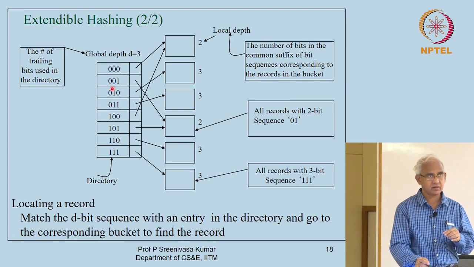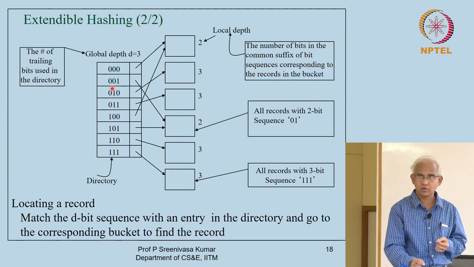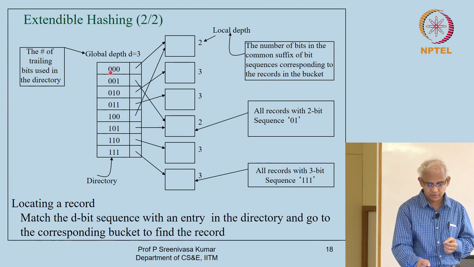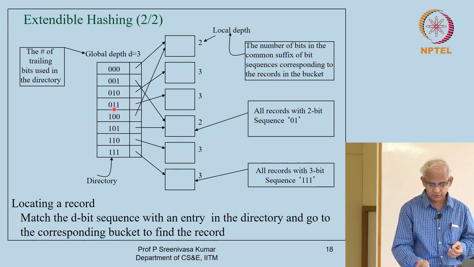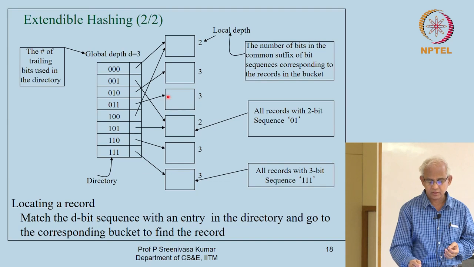Now, the idea is that to use this file system, you get the 3-bit sequence corresponding to a record that you are searching for. Then you look up here. All 3-bit sequences are here. So, you will get the 3-bit sequence, and then you go to that particular bucket. In that bucket your record will be present, okay. So, that is how it is organized.